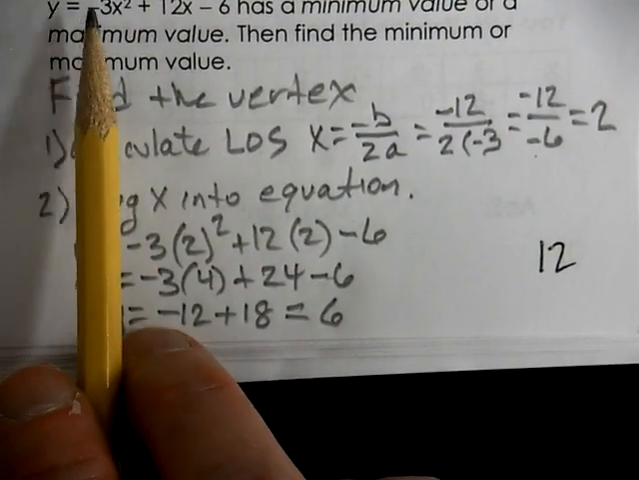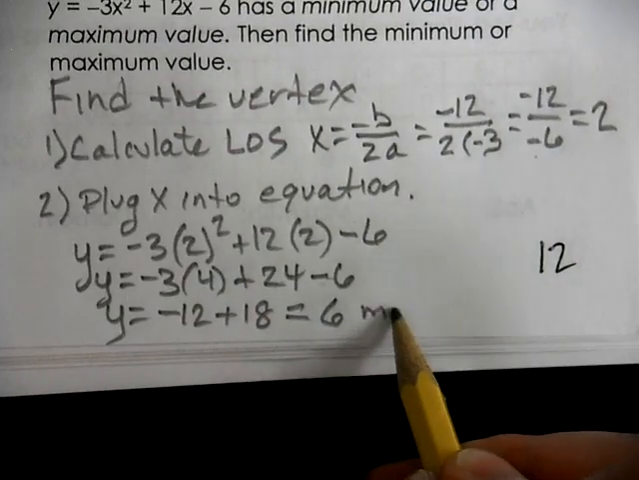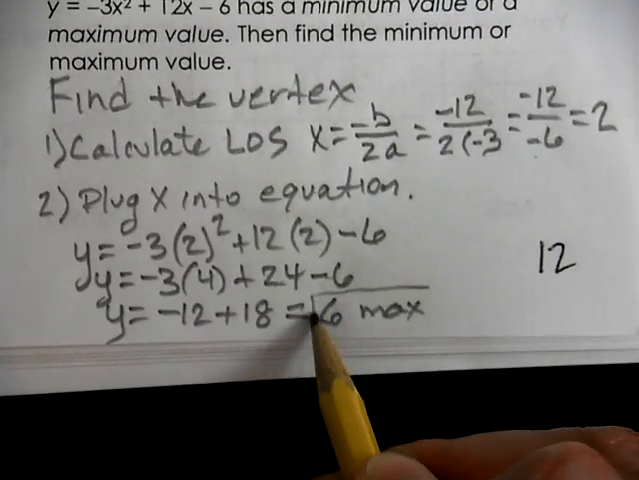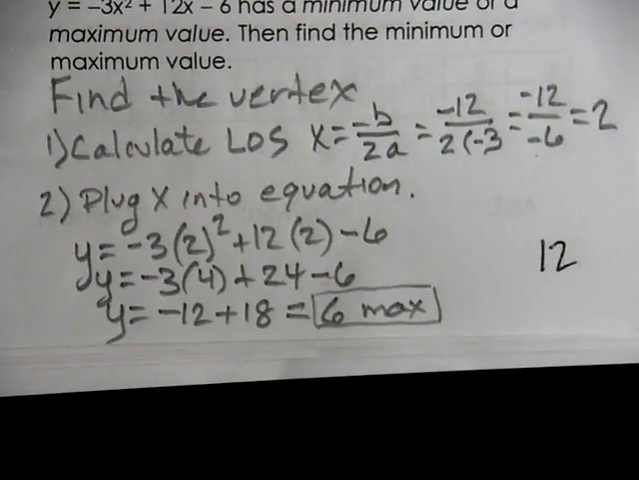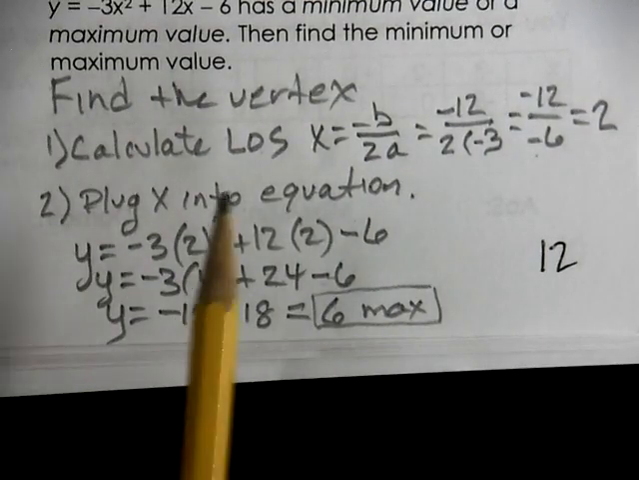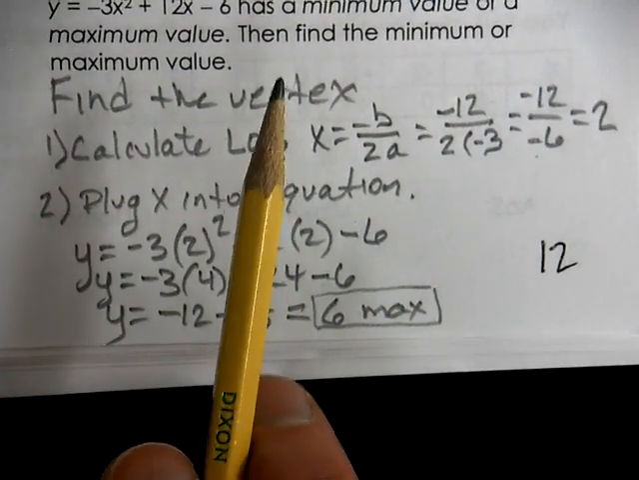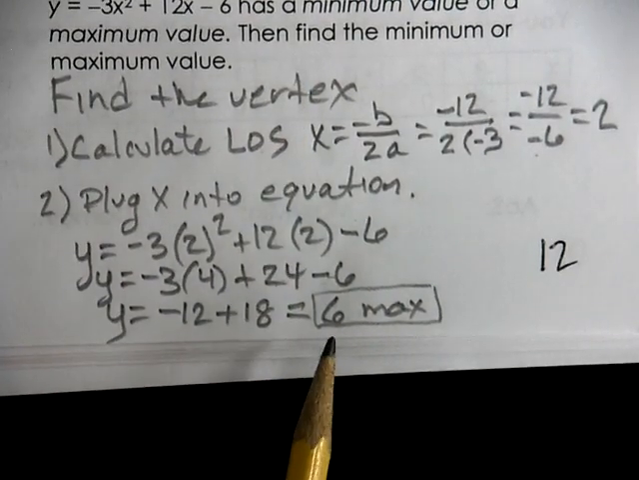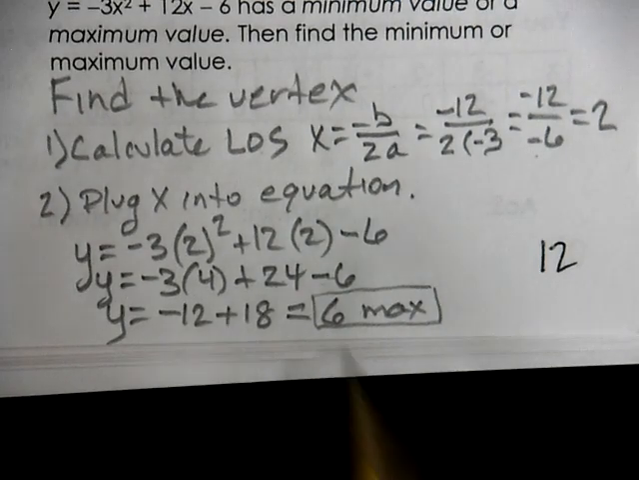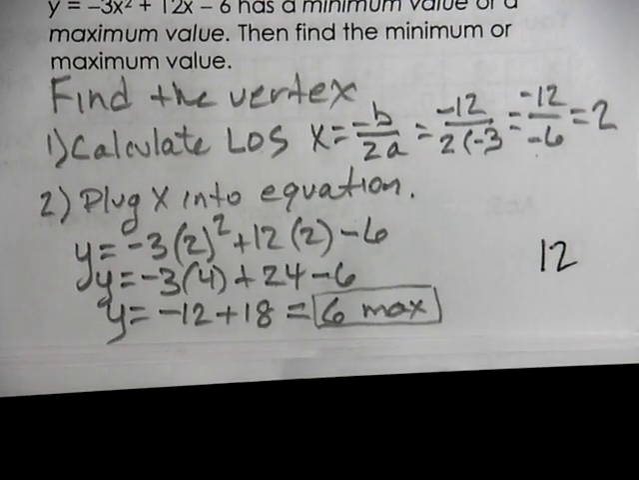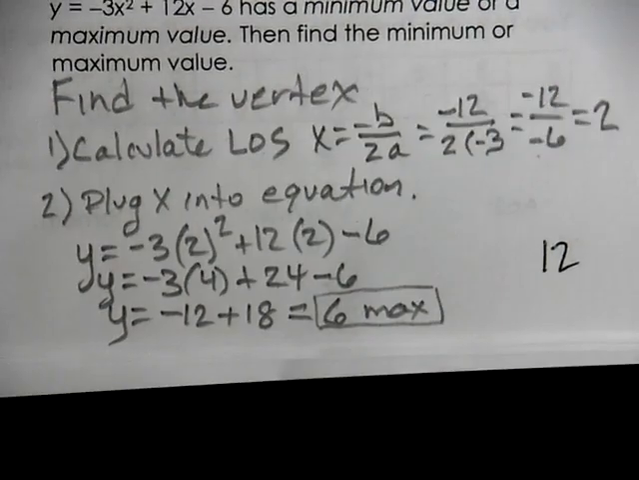And because the a value is negative, that will have a maximum value. Notice my answer is not the vertex. The vertex is 2, 6. But my maximum value is just 6. Don't include the 2 with your maximum value. So that was a nice one. That's why we wanted to do that one first.